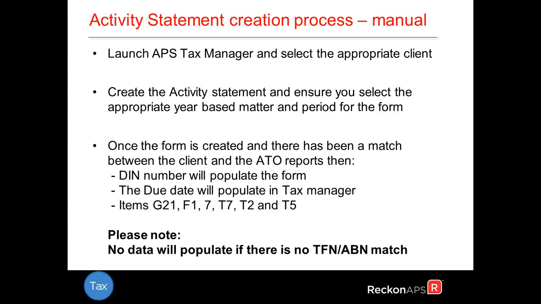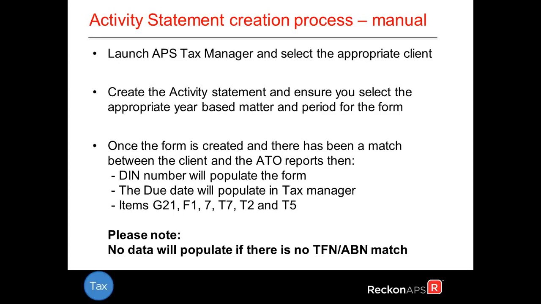You would launch the APS Tax Manager module and select the appropriate client. You would create the activity statement based on the relevant period and year, and ensure that you select the appropriate year-based matter for that particular form. Once the form is created, if there's a match with that particular client from a TFN or an ABN perspective, then we will populate that form with the document identification number, the DIN. The due date will also populate Tax Manager because that will come through in the data as well as items G21, F1, 7, T7, T2 and T5. Okay, so they will populate the form.